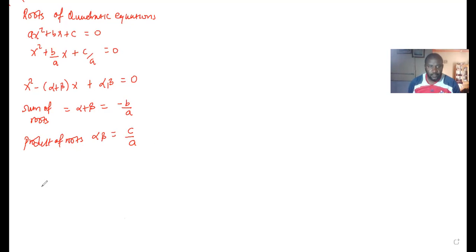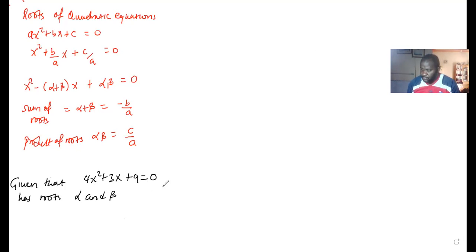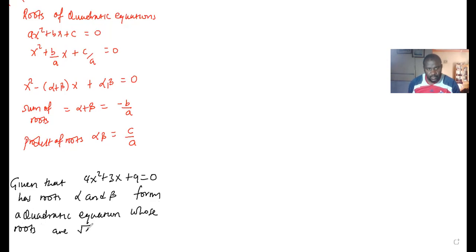which says, given that 4x squared plus 3x plus 9 equals 0 has roots alpha and beta, form a quadratic equation whose roots are root of alpha and root of beta.